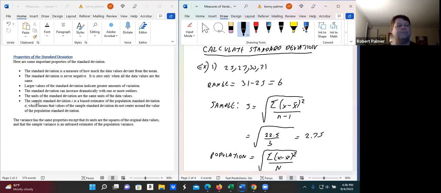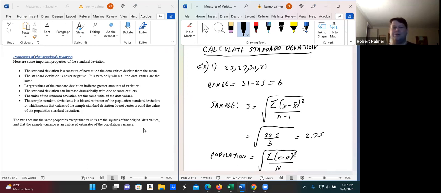Now this next bullet point, I'll mention it, but it's not important at the moment. The sample standard deviation S is a biased estimator of the population standard deviation sigma, which means that values of the sample standard deviation do not center around the value of the population standard deviation. When you get into inferential statistics, that's a bit of a problem, but here we're not focused on that. And one more thing, the variance, or the square of your standard deviation, has the same properties, except the units are squared of the original values.